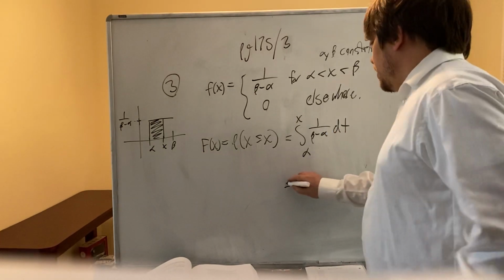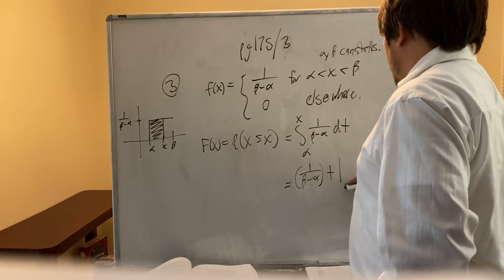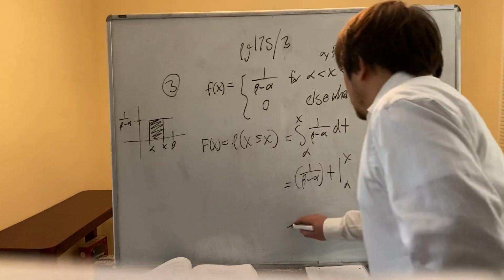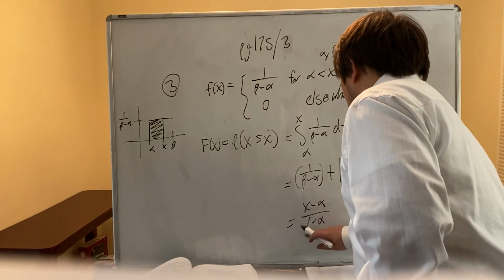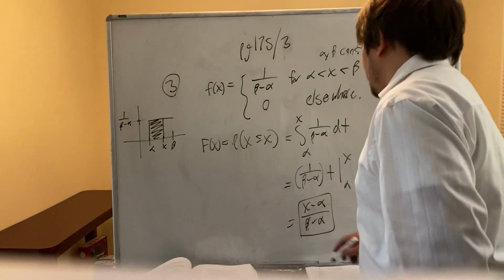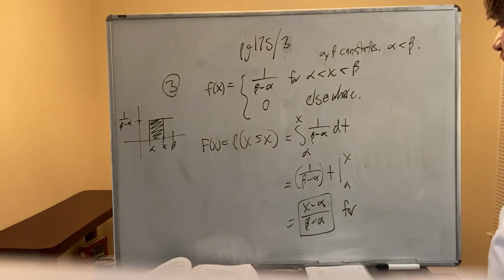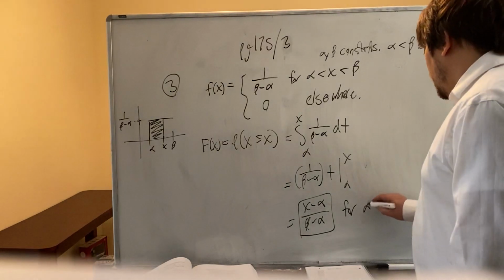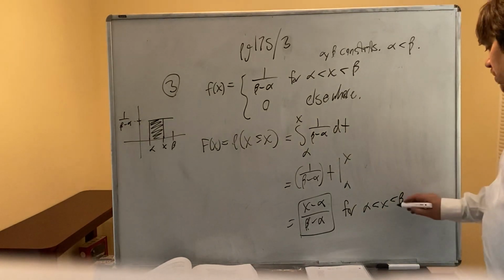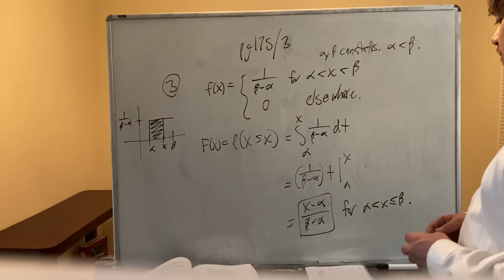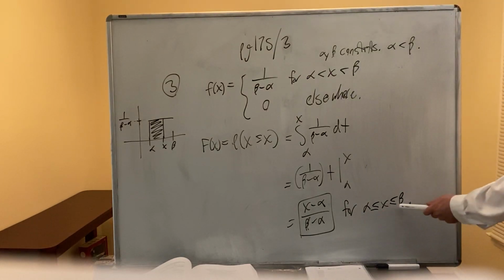If you integrate that, you get 1 over beta minus alpha times t, evaluated from alpha to x. That's equal to x minus alpha over beta minus alpha. This is for alpha less than or equal to x less than or equal to beta, including alpha too. So this is for x between alpha and beta, including alpha and beta.